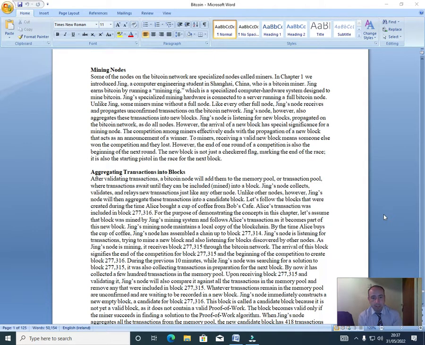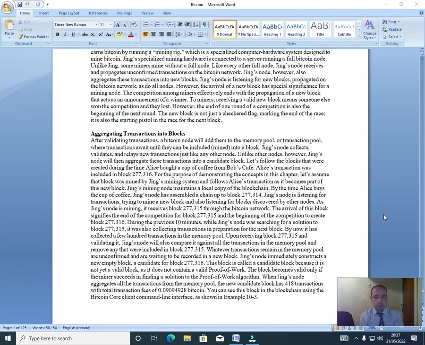The competition among miners effectively ends with the propagation of a new block that acts as an announcement of a winner. To miners receiving a valid new block means someone else won the competition and they lost. However, the end of one round of a competition is also the beginning of the next round. The new block is just a checkered flag marking the end of the race. It's also the starting pistol in the race for the next block.